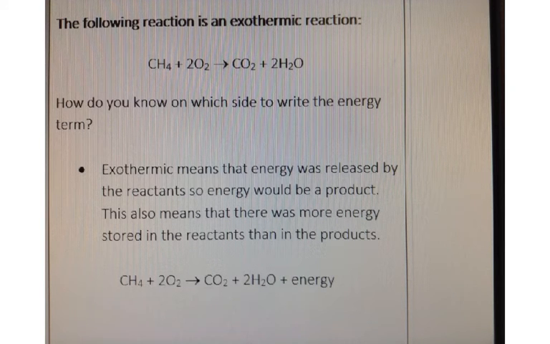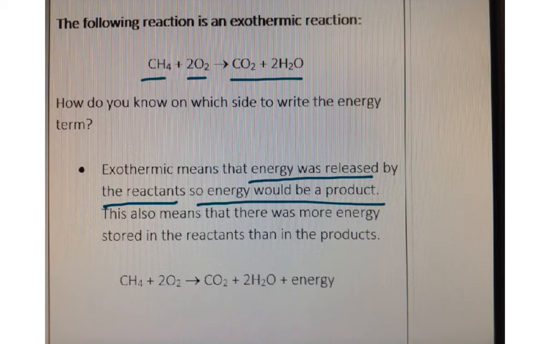All right, so here's an exothermic reaction that occurs, and it's a combustion reaction. How do you know? Because you have that hydrocarbon plus the oxygen, and you're producing carbon dioxide and water. So if we wanted to worry about energy, we would want to ask ourselves, where would the energy go? Exothermic means that the energy was released by the reactants, so the energy would be a product. Why? Because this energy, if we looked at our LOL, was higher than this energy.